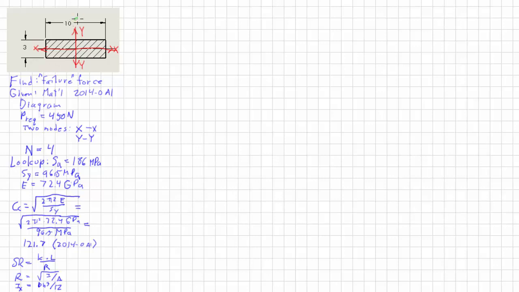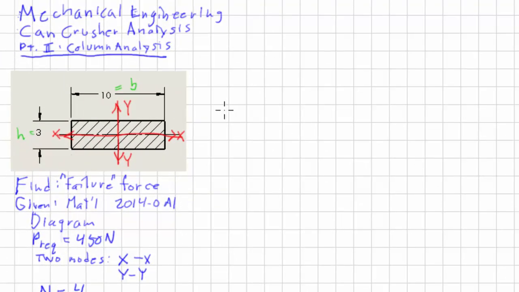10 is our base, and 3 is our height. Okay, now that we've got that down, we're not ready to calculate any forces yet. We've got to do some more analysis on this first, setting all these values up. So we're going to first look at what would it take for this to fail in the XX direction. So it's going to be pinned.